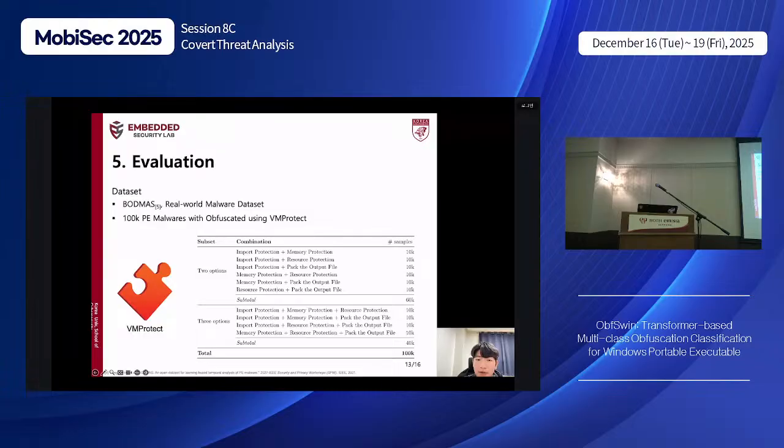Let me now describe the evaluation setup. We use the public BODMAS dataset, which contains Windows PE malware samples. On top of that, we build a real-world dataset of Windows PE files and apply various obfuscation options using a commercial protection tool, VMProtect. Overall, we construct around 100K samples covering 2-option combinations and 3-option combinations. Each sample is labeled with its corresponding obfuscation configuration, and we use this dataset to evaluate classification performance and the impact of label space design.